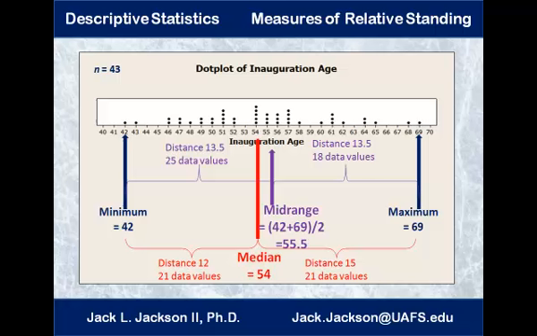But the median is closer to the minimum. From 42 to 54 is a distance of only 12 years here. And from 54 up to 69, rather, is a distance of 15 years. So notice the median is closer to the minimum in this particular example. In other examples, it might be the same as the mid-range, or it might be closer to the maximum. In this example, it's closer to the minimum, even though the data values, 21 below and 21 above, those are the same.